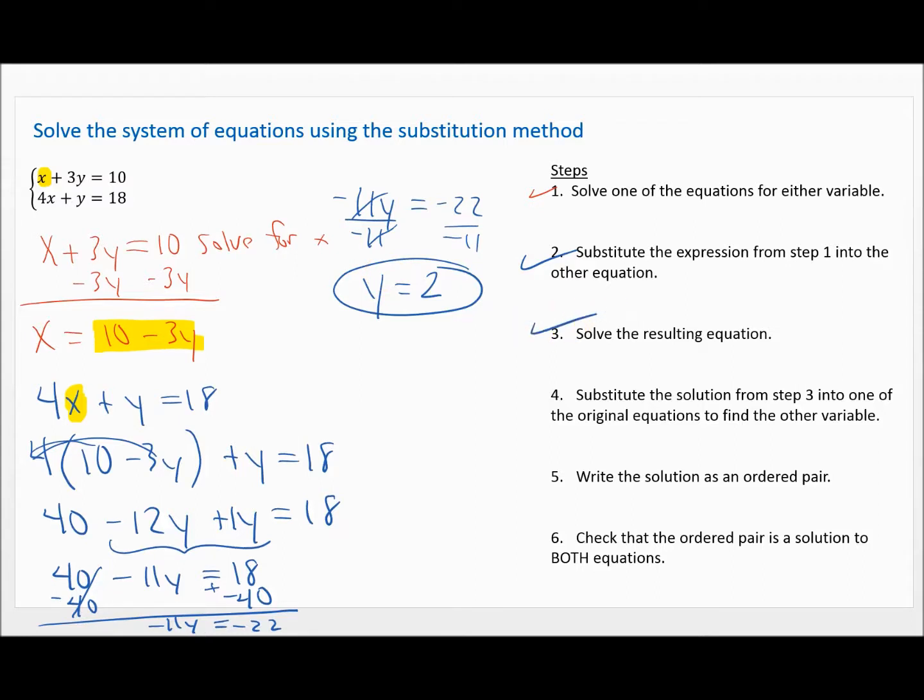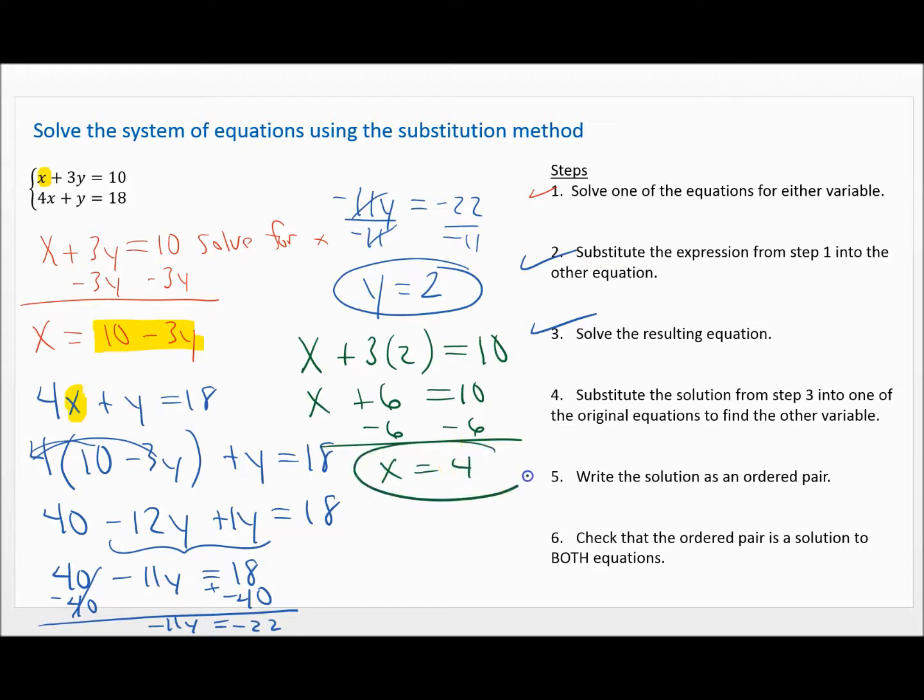Now step 4 says substitute the solution from step 3 into one of the original equations to find the other variable. So I'm going to take y equals 2 and plug it into either the first or the second equation. It doesn't matter. I'm going to go with the first one because it's written first. x plus 3 times 2, because y is 2, equals 10. That gives me x plus 6 is equal to 10. I'm going to subtract 6 from both sides of my equation to get x is equal to 4.